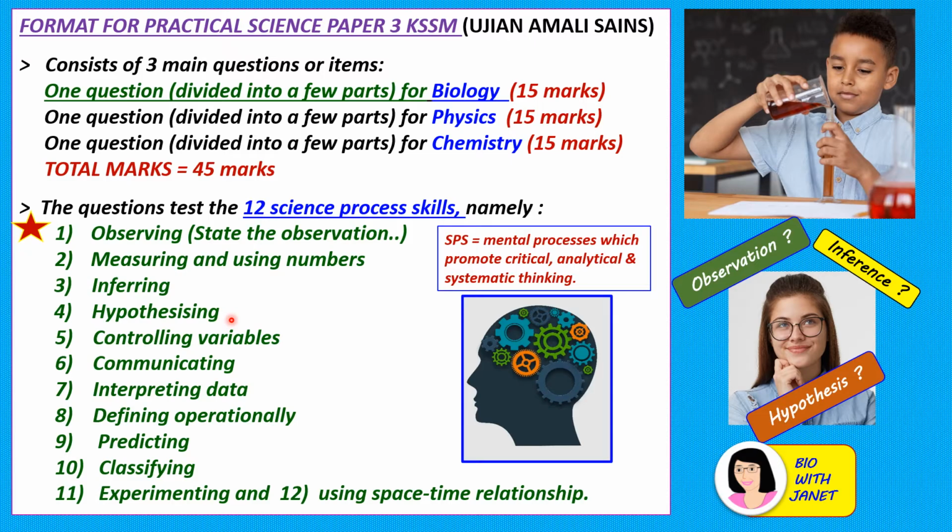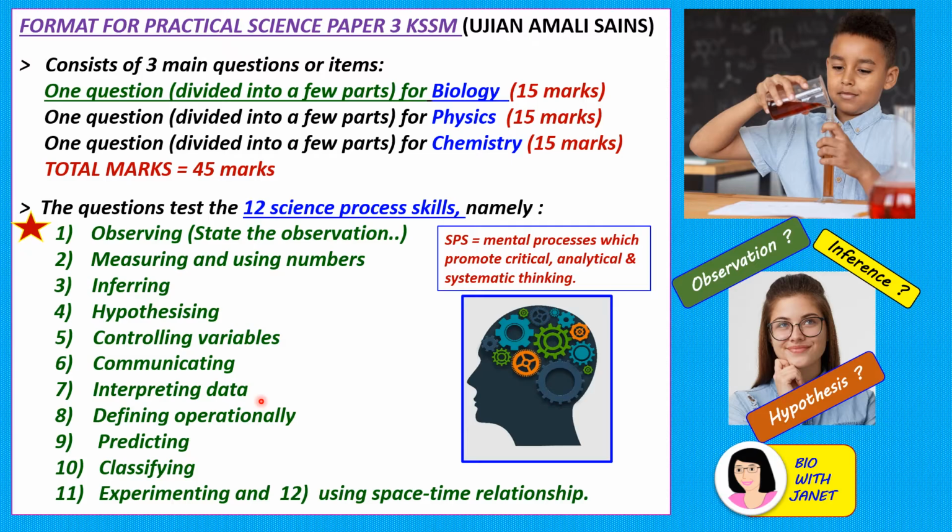Hypothesizing, that means state the hypothesis for the experiment. Controlling variables: you have the manipulated variable MV, responding variable RV, and the constant variable CV, or the fixed variable. They would know how to control them when doing the experiment. Communicating by using graphs and tables to show your results. And interpreting data, maybe the data is from the graph.